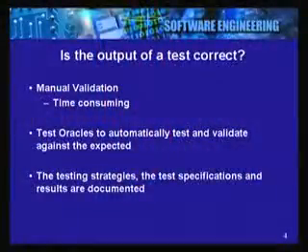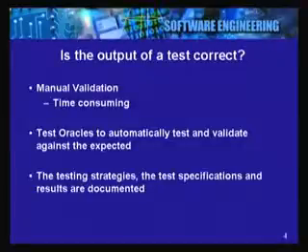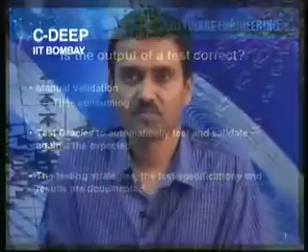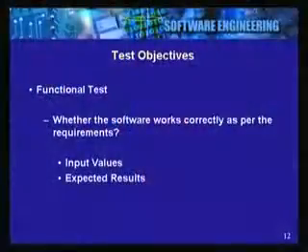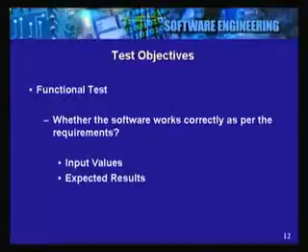And the testing strategies, the test specifications and the catalogs are to be documented, the plans are to be very well laid out, and one has to organize the entire testing phase. So, as we have seen, right from requirements to completion of the entire system delivery, we have to carry out some or other activities that are related to testing. So, what are the objectives of testing? One can look at testing from the functional point of view. Functional test, whether the software works correctly. This is one of our important objectives.